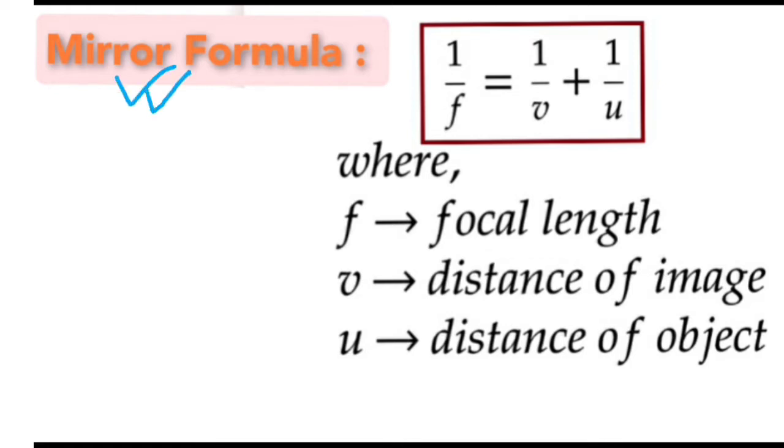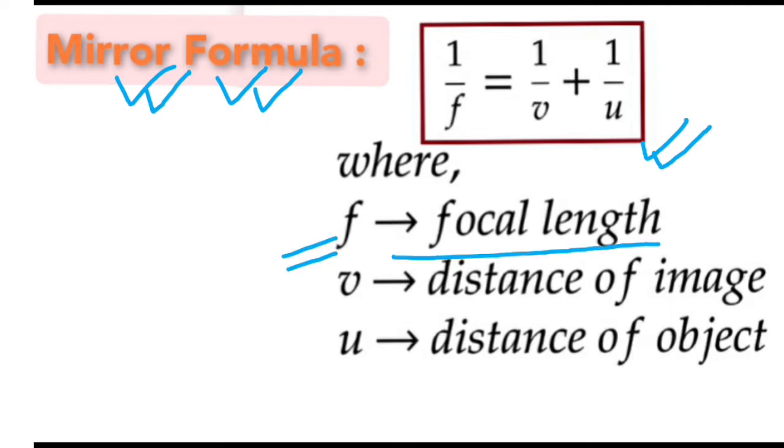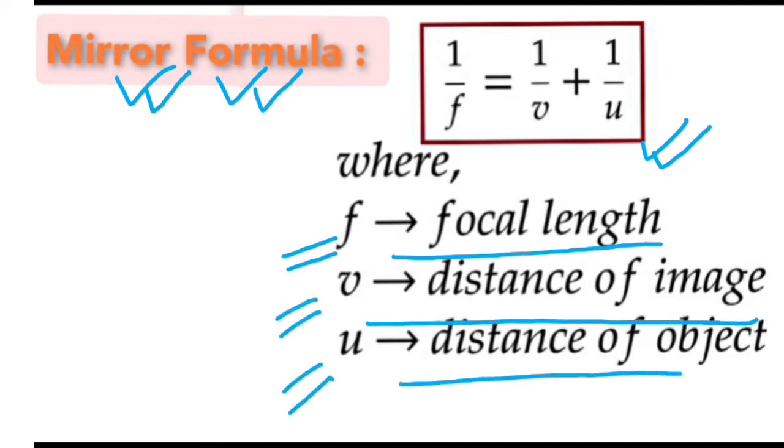We need this mirror formula to solve numerical problems related to spherical mirrors. In this box we have the formula 1 by f equals 1 by v plus 1 by u, which is known as the mirror formula, where f stands for focal length, v stands for distance of the image, and u stands for distance of the object.